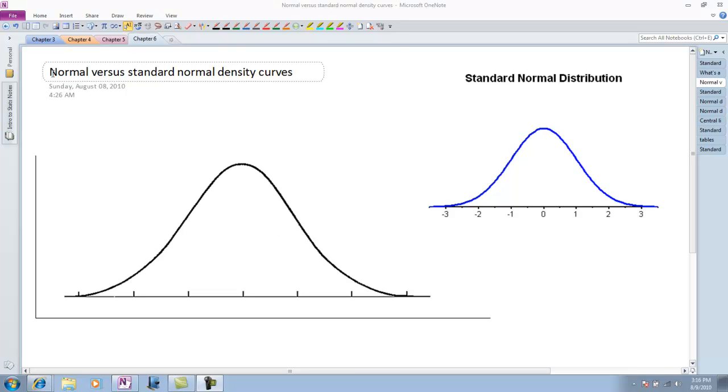Alright, this is Ken Rosever. We're going to talk about normal versus standard normal density curves.